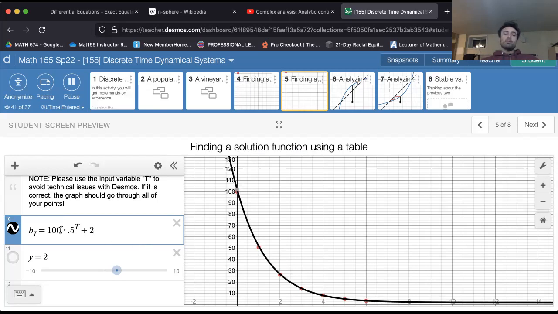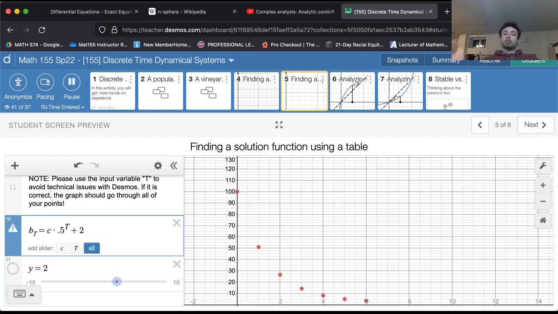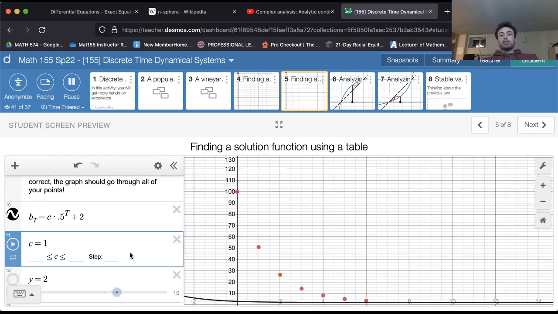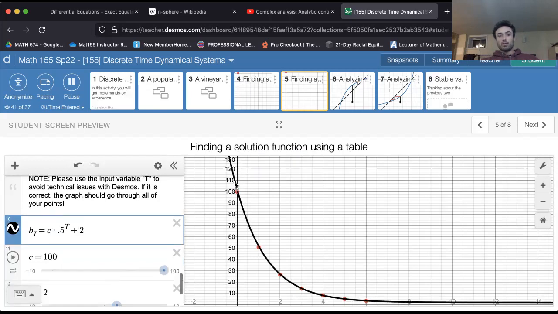It turns out what you want to do is not use 100. You want to imagine this is some number c, okay? And before I had c is 100, and we were a little bit off. You can't quite see it there, but now you can see it. This gray dot doesn't match up with the red dot. If you plug in t equals 0, then 0.5 to the 0 is 1. So c times 1 is just c. And so I have c plus 2.